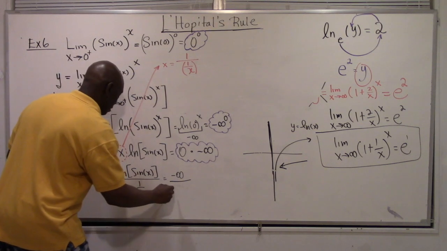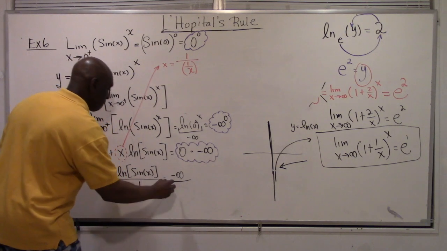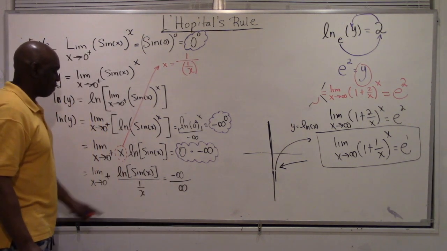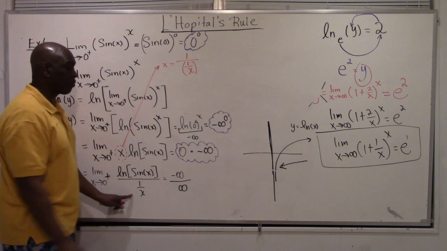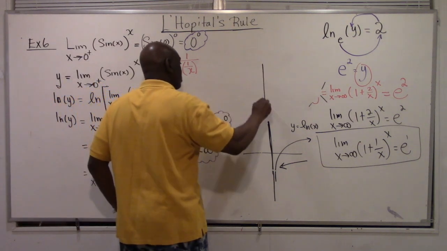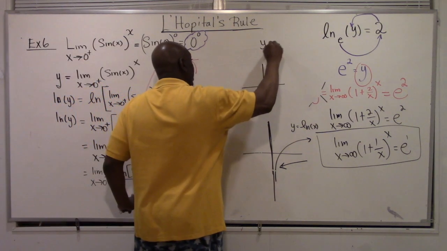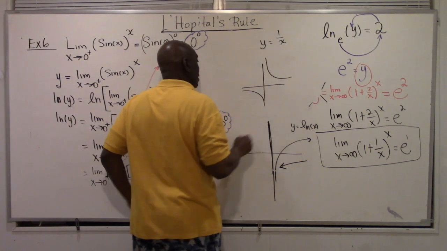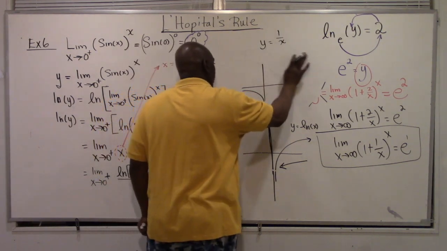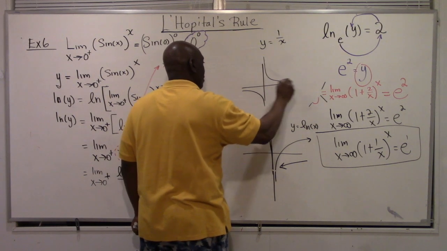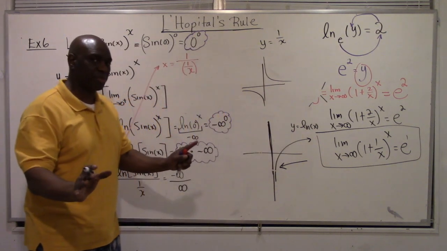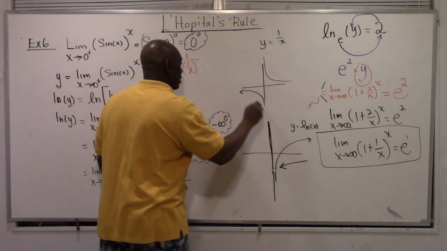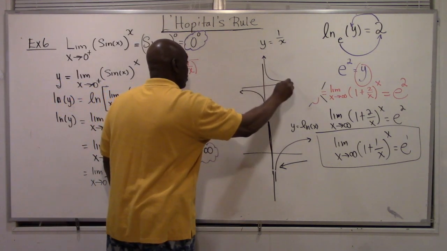All right. So we have negative infinity divided by, plug in 0 for x, 1 divided by 0 is positive infinity. I mean, think about that. Grab 1 over x. If y equals 1 over x, that looks like this. That's just a rough sketch, not drawn to scale, ladies and gentlemen. It's a hyperbola. Okay? So we have a hyperbola here of 2 branches.